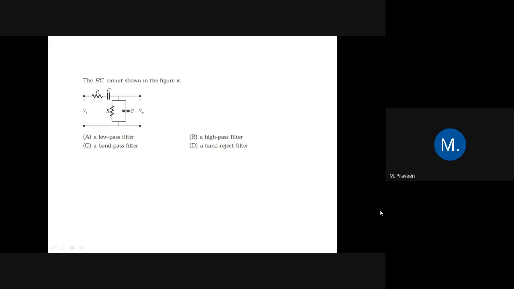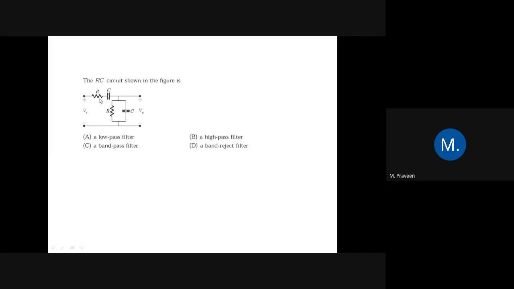So this is the practice question which I asked on Wednesday. This is the exercise problem which I gave on Wednesday. I think this is a straight question, you can answer it. So the answer for the question is option C, that is a band pass filter. We can solve the problem in three ways.